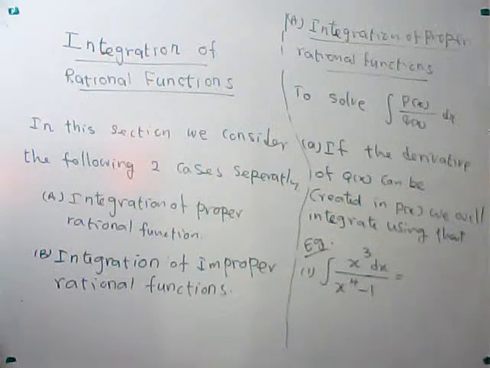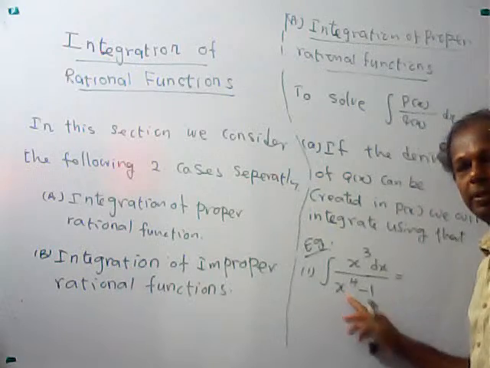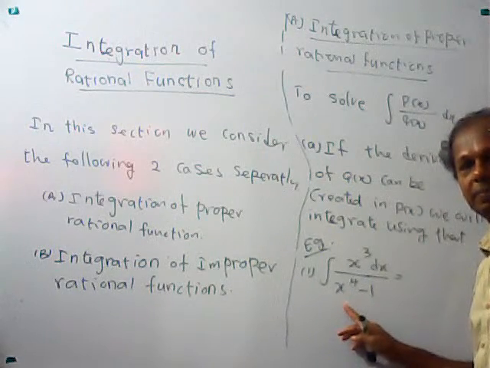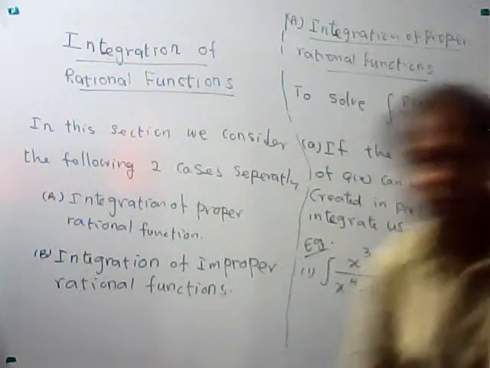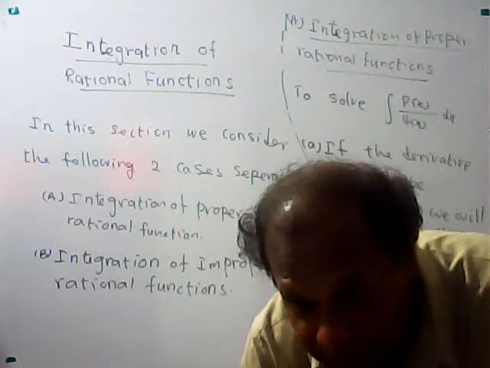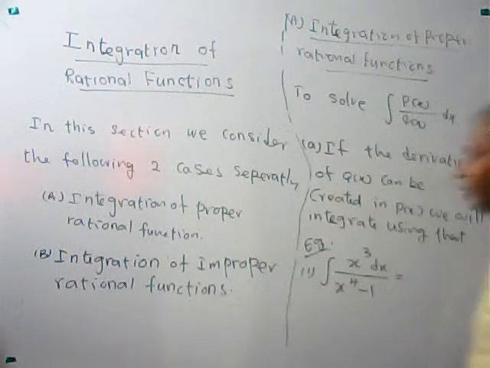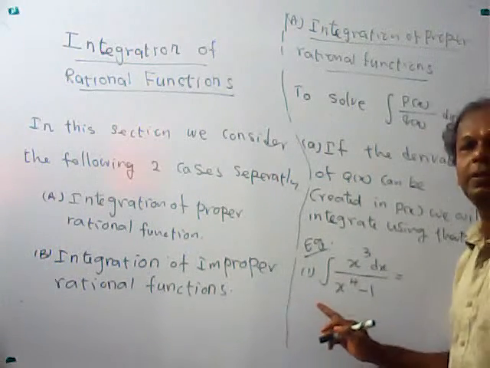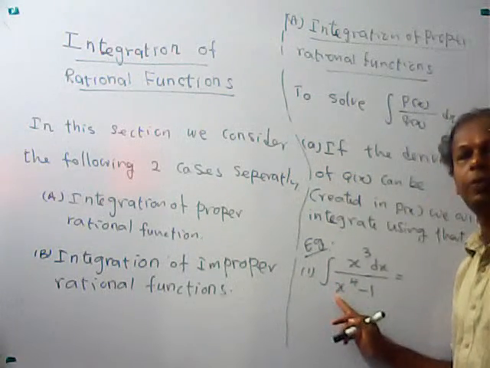This is something you can do very easily. Here, x to the power 4 minus 1. What is the derivative of this? The derivative of the denominator is? Yeah, the answer is correct, Abhita, but I expected a much simpler one. The derivative is 4x cubed.